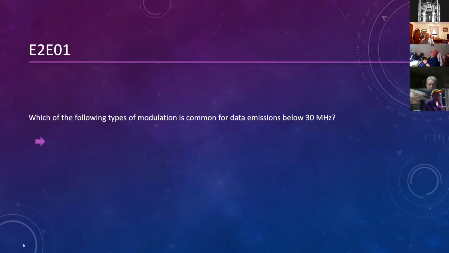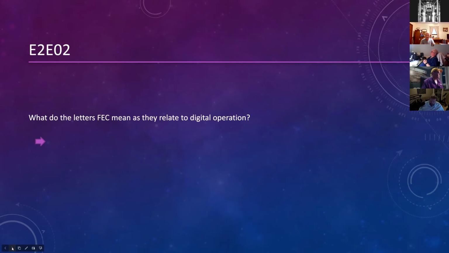Which of the following types of modulation is common for data emissions below 30 megahertz? I think all the other answers in this question they give are either nonsense or they apply to either VHF or UHF. What do the letters FEC mean as they relate to digital operation? Forward error correction. Key on the word forward here, because every answer is something error correction. So you only are going to be making a choice based on the first word. So remember the word forward.